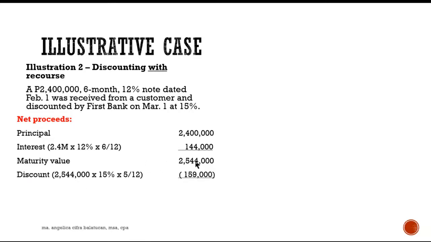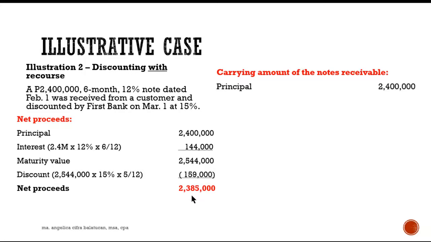So 2,544,000 times 15% times 5 over 12. Ano 5 over 12? Remember, sa discount, we're going to use the unexpired portion. Since it's dated February 1 and the discounting happened on March 1, naiusa ka buwan. So 6 months minus 1 month na lapse or the expired portion. So we have 5 months, 5 over 12. So 2,544,000 minus 159,000. So the net proceeds would be 2,385,000.